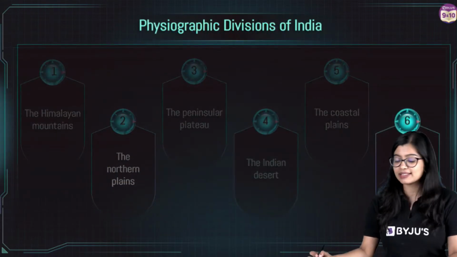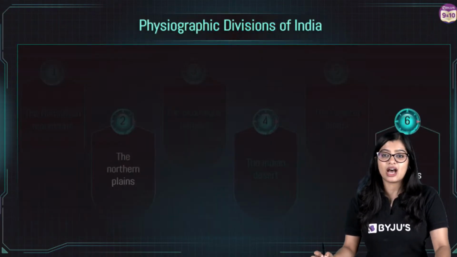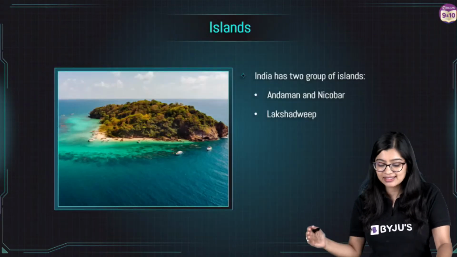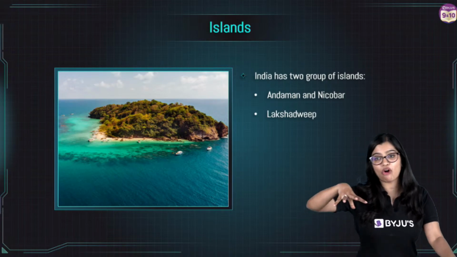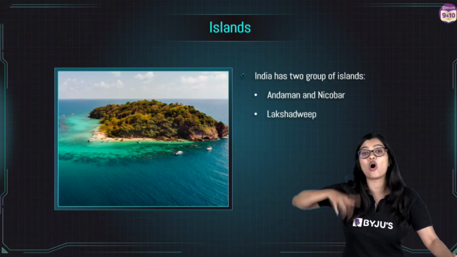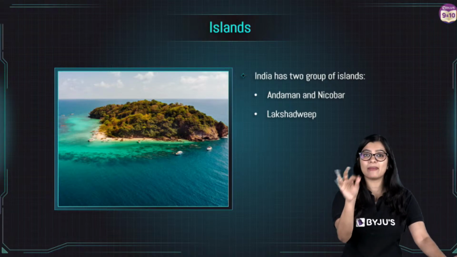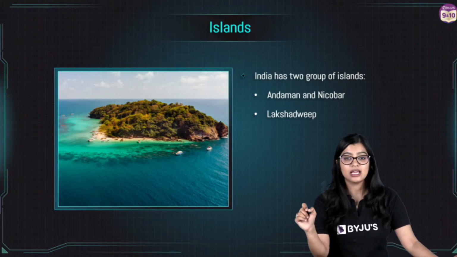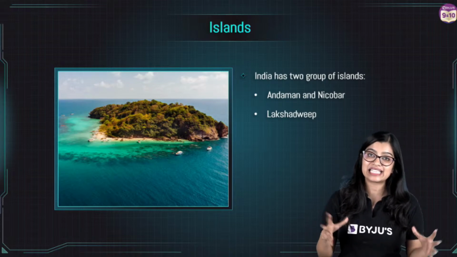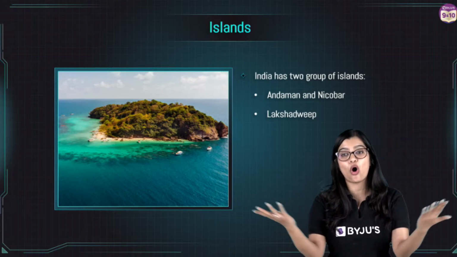Now, the last topic is of course the islands, right? Islands are basically landforms which are surrounded by water on all sides. So, how is an island different from a peninsula? In a peninsula, water surrounds it on 3 sides. Then what about in the case of islands? In islands, water surrounds it on all sides.